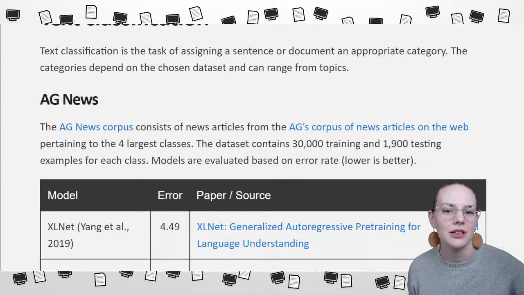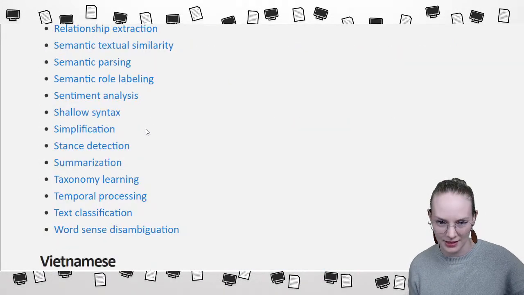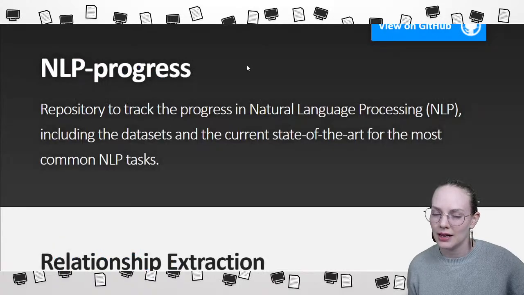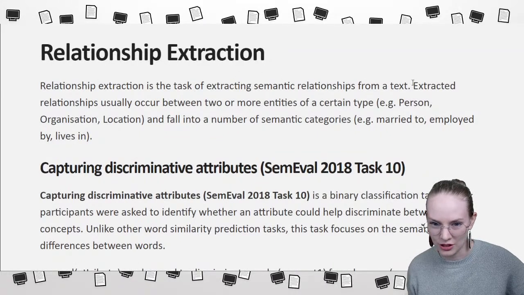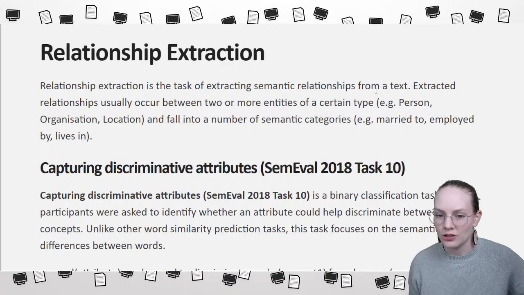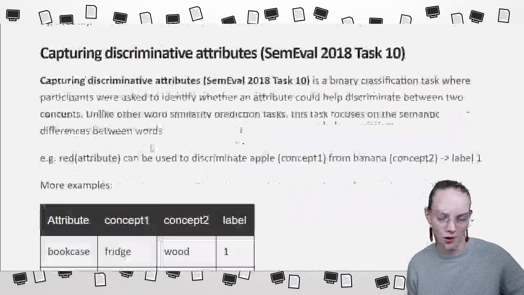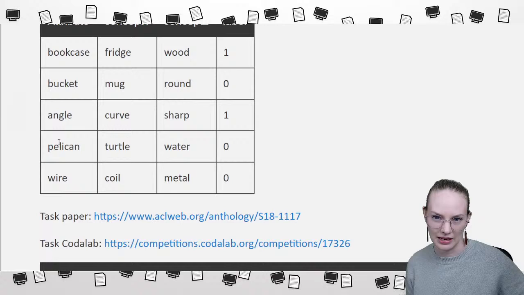Relationship extraction. Let me just double check what they mean by this. Because the one where you are defining a formal semantic relationship between two entities we've already done. And this is extracting semantic relationships from a text. Gotcha. Okay, so this is like hypernymy and hyponymy and other sorts of relationships like that. Okay.